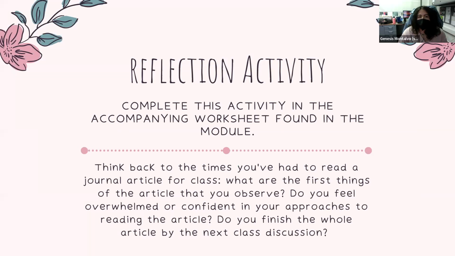So we're going to start off with the reflection activity. Again, the activity can be found in the accompanying worksheet in the module, so feel free to go back and do that. But I want you to think back to the times you've had to read a journal article for class. What are the first things of the article that you observe? Do you feel overwhelmed and confident in your approaches to reading the article? Do you even finish the whole article by the next class discussion? So take a couple moments to think about those previous times and jot down your reflection in the worksheet.